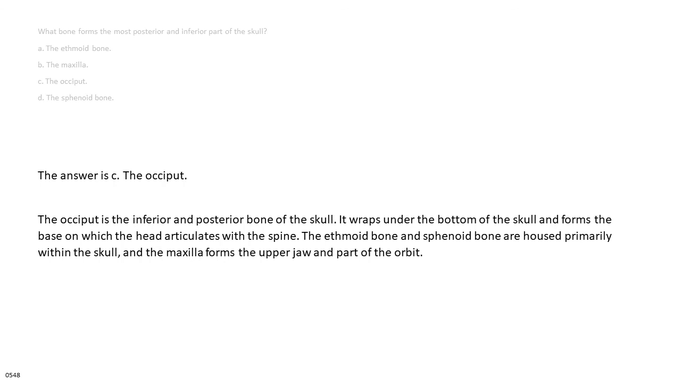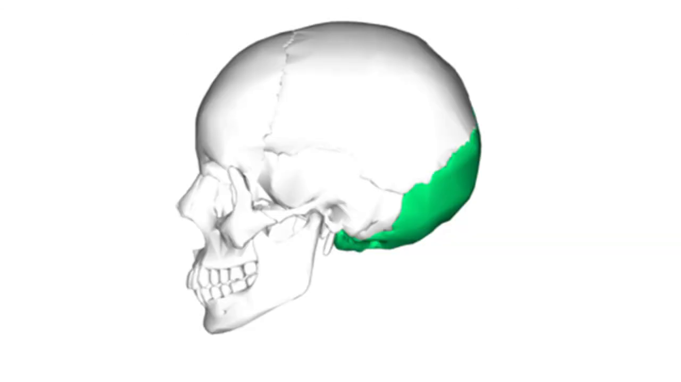The occiput is the inferior and posterior bone of the skull. It wraps under the bottom of the skull and forms the base on which the head articulates with the spine. The ethmoid bone and sphenoid bone are housed primarily within the skull, and the maxilla forms the upper jaw and part of the orbit.